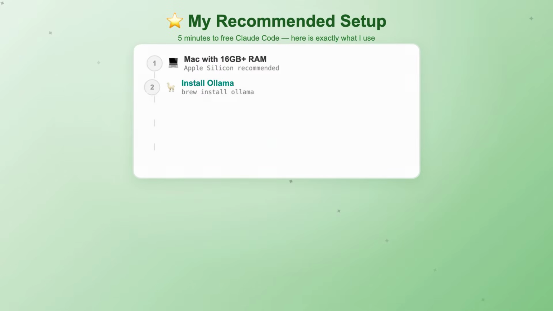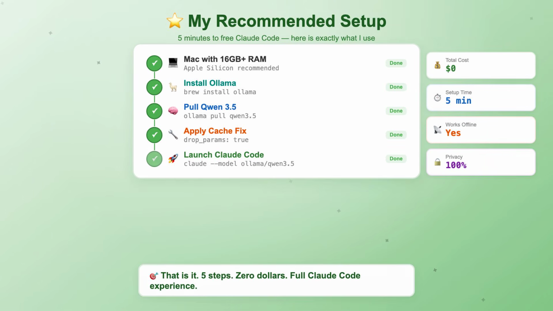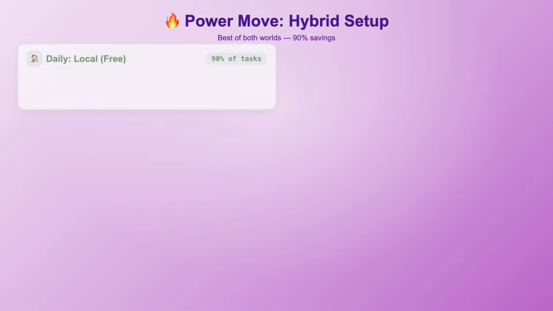My recommended setup for most people. If you have a Mac with 16 gigs or more, install Ollama. Pull Qwen 3.5. Set the 3 environment variables. Apply the cache fix. Run Claude dash dash model Qwen 3.5. Total cost $0. Total time to set up under 5 minutes. For maximum flexibility, add LiteLLM with Grok free tier as a fallback. When local feels slow, the request routes to Grok's cloud at zero cost. Best of both worlds. The power move.